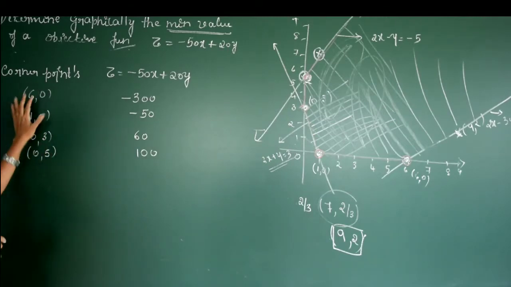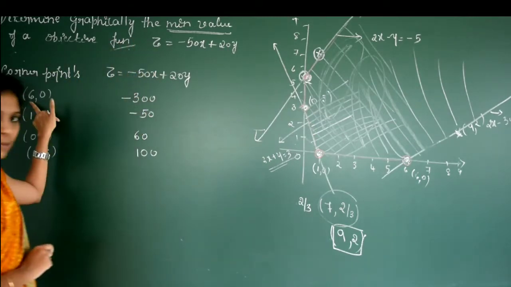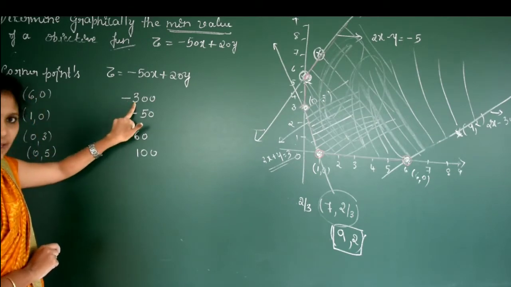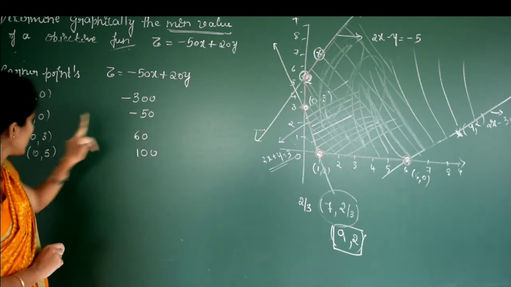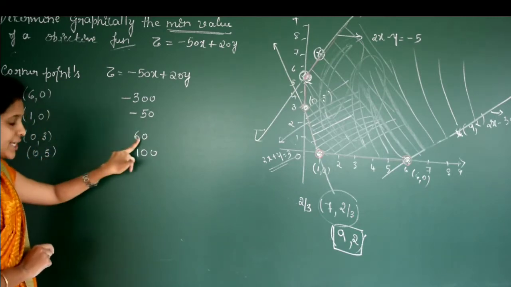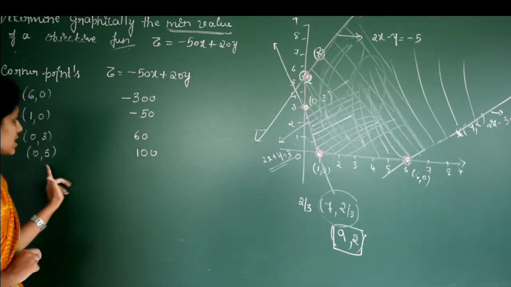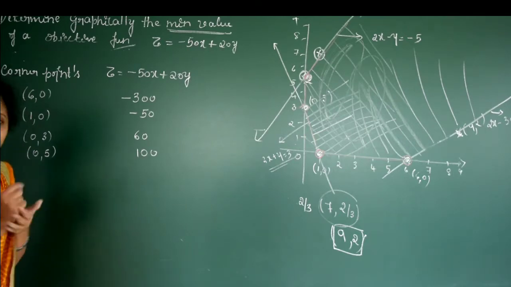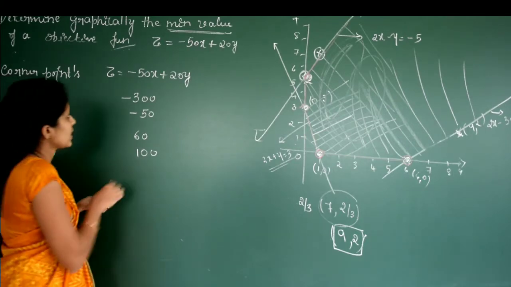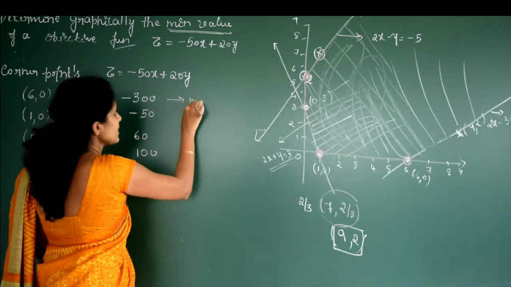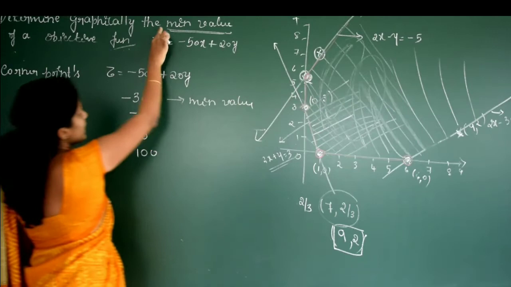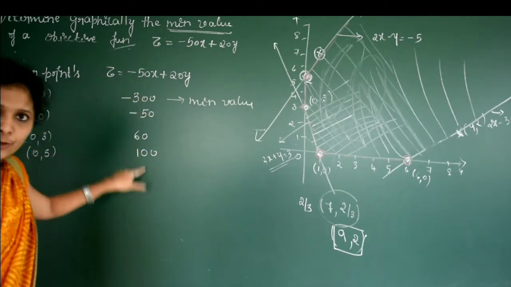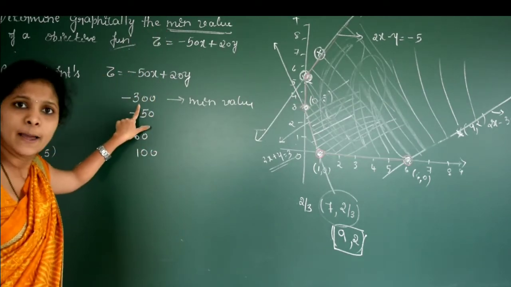After substituting these values in z, we got at the point 6, 0, minus 300. At the point 1, 0, it is minus 50. At 0, 3, it is 60. Then at 0, 5, it is 100. Now we have to check. Here you can see this one is the minimum value, right? So we need to find the minimum value. If you observe, this will be the minimum value.